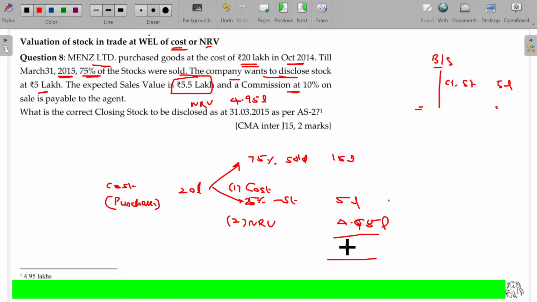Now what you have to do? What you have to take? So the company's decision is not acceptable. Is that clear? Now let's move on to the next one.